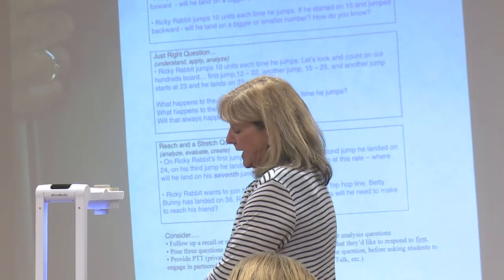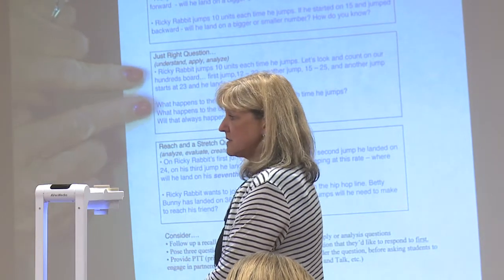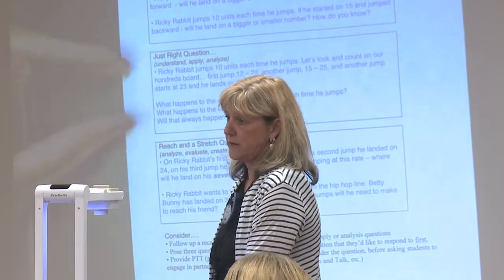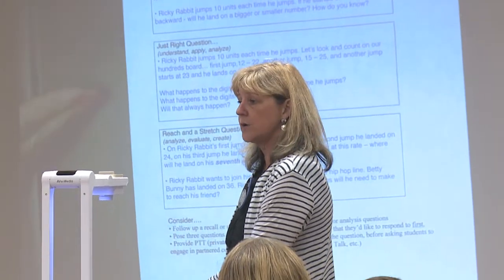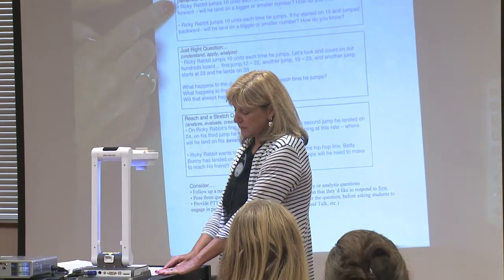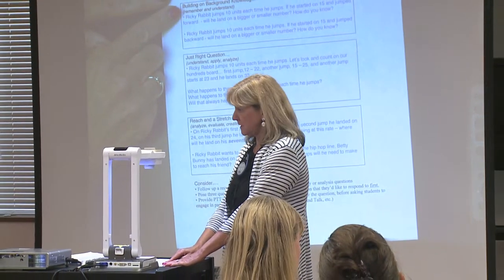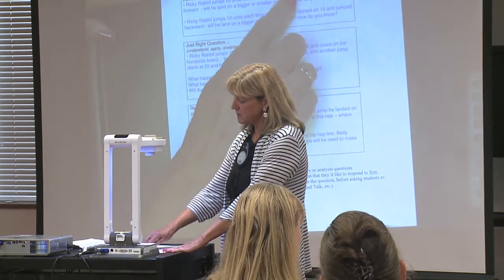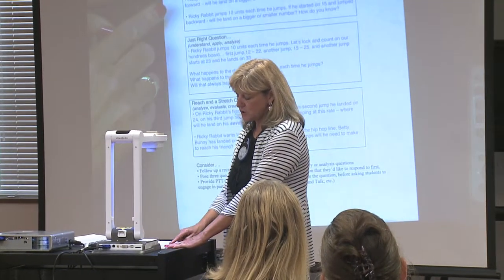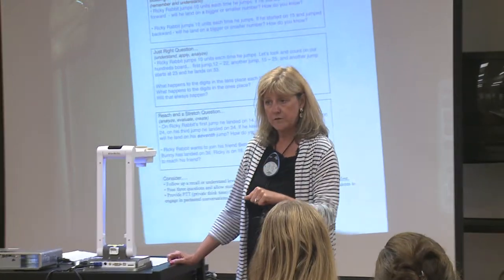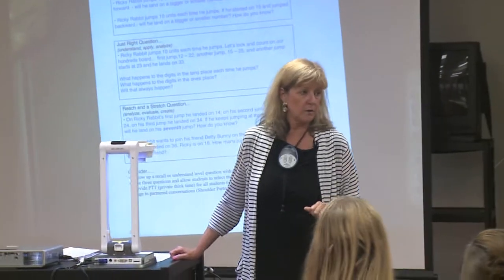So then I went back and I thought, in order to access this, what am I hoping or counting on kids bringing to the table? What's the prior knowledge I want to access? So I went back and I restated that Ricky the rabbit jumps 10 units, because that is fundamental in understanding this. And if he started on 15 and he jumped forward, the question is, will he land on a bigger or a smaller number? And how do you know?